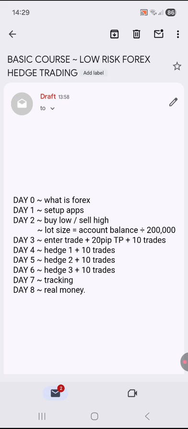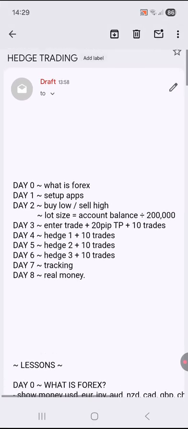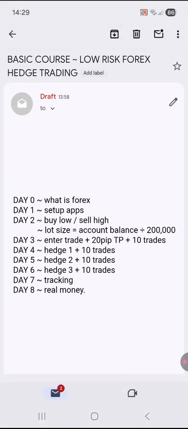Day 6 will be learning how to place the hedge 3 level in 10 trades if it goes very much against us. And day 7, we're going to be learning how I do the tracking. And then day 8, we should be in real money and place our first trades in real money. Okay? So this is the basic course. This is the outline of the course to be done over 8 days. And this is lesson 1.